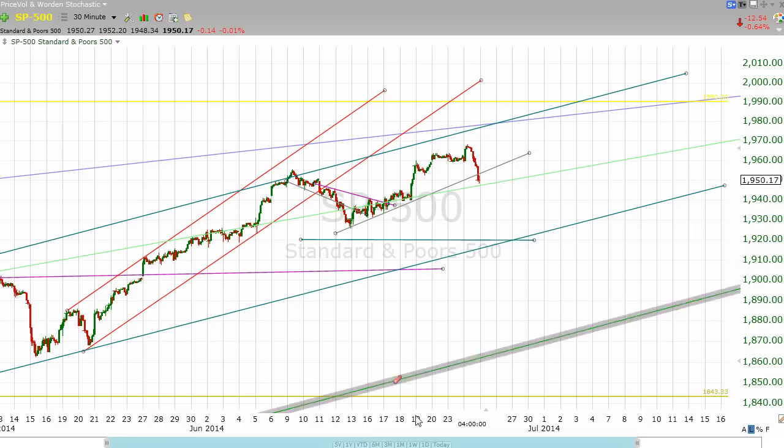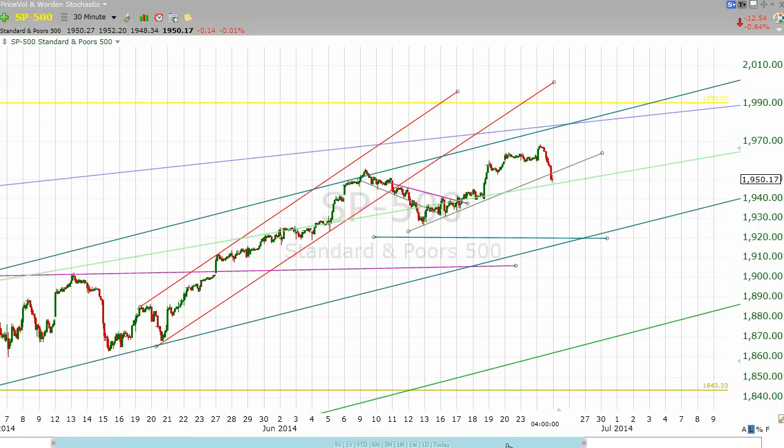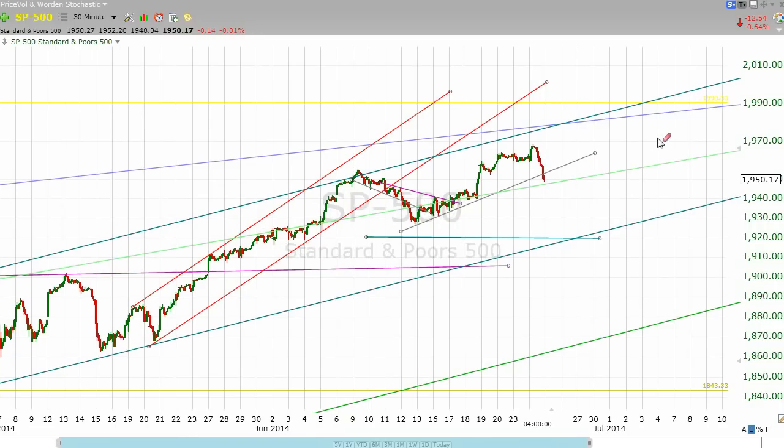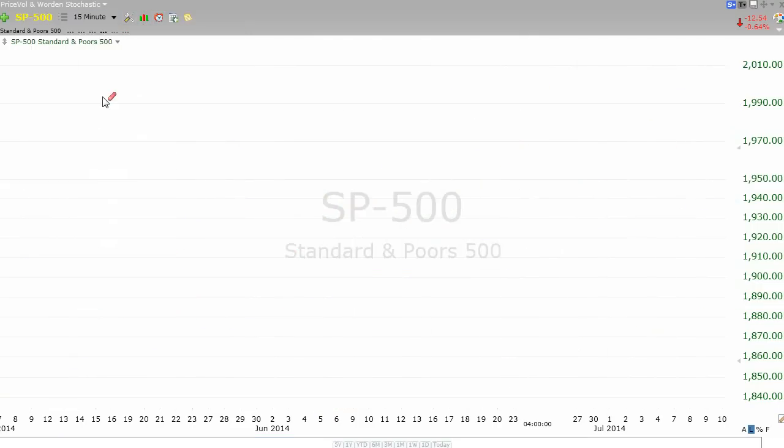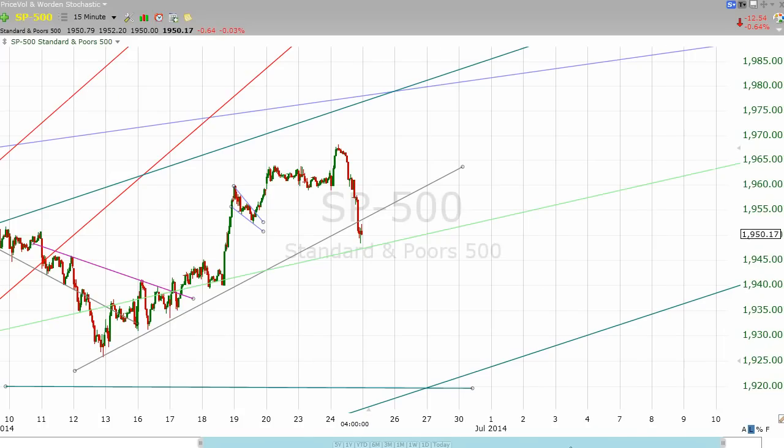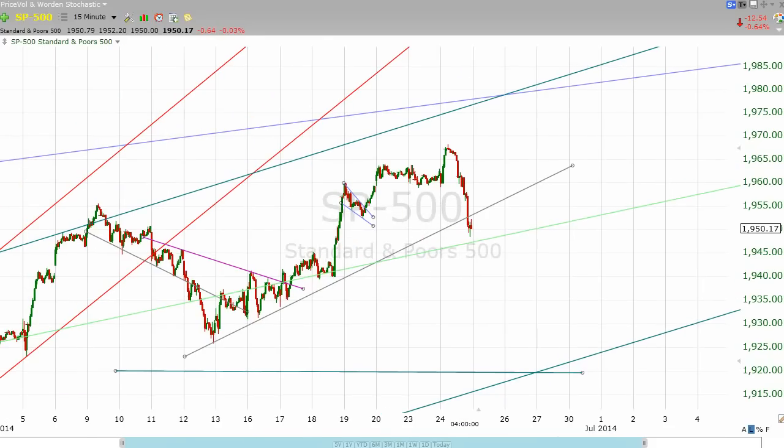Pretty much seems to have stopped the selling today, but the question remains, will it stop any follow-through selling tomorrow? We also had a short-term line on this chart, this gray line right here. Let me adjust that again, which was running right here. You can see we plowed through that.